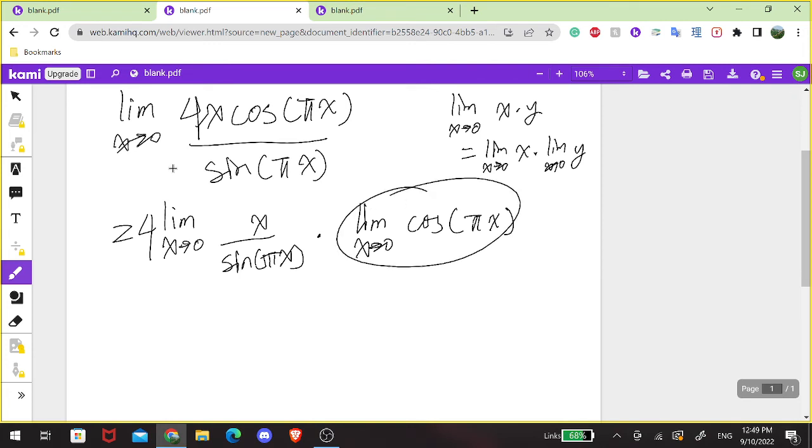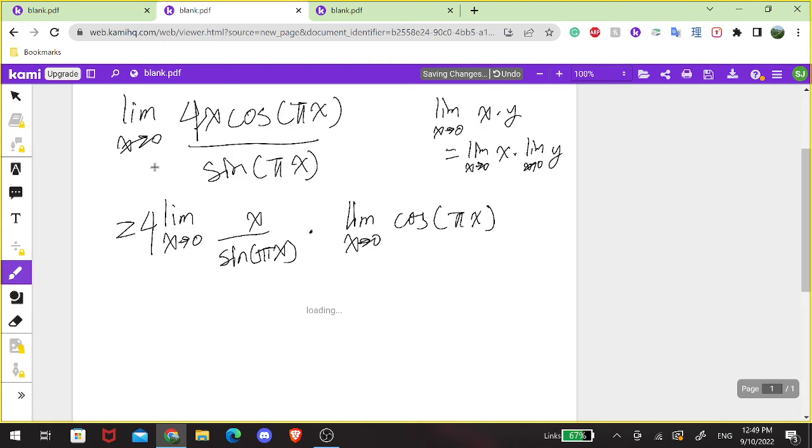Now this is easy, right? This is just equal to 1. This is equal to 1, right? Cosine of 0 is 1. So because you plug 0 in, 0 times pi is 0, cosine 0 is just equal to 1. So this is equal to 1. We don't need to worry about this anymore. So now let's just prove this, all right?